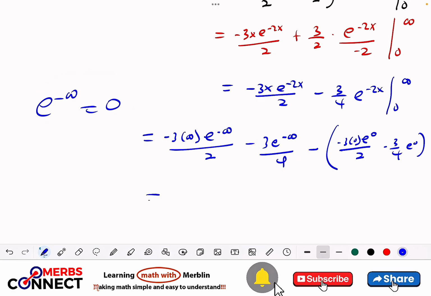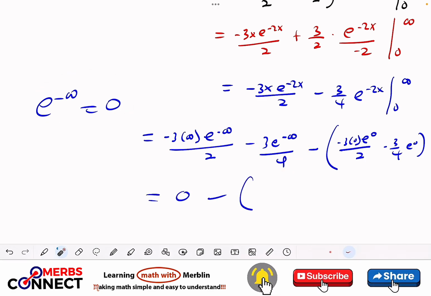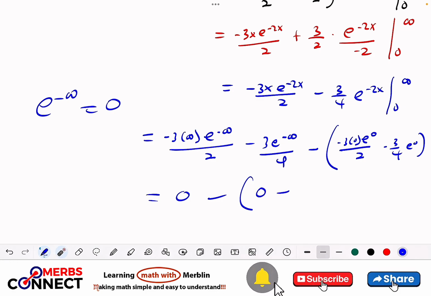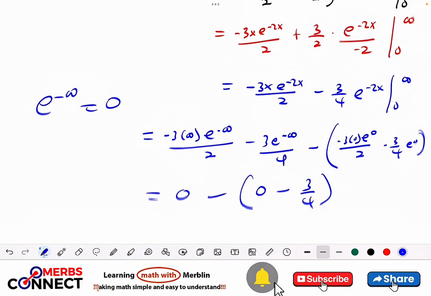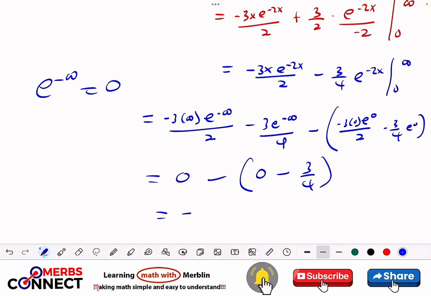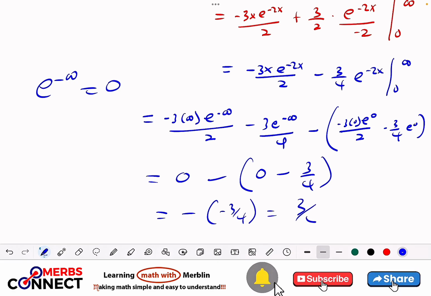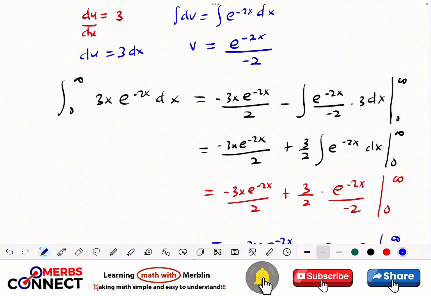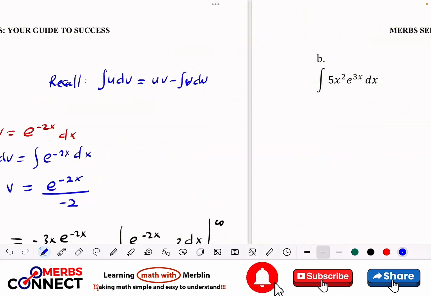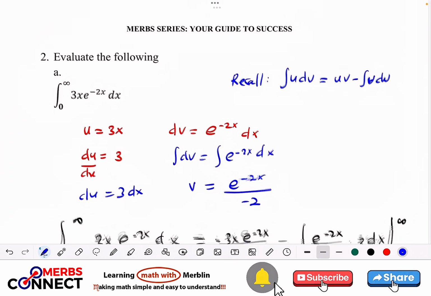So I'm going to have 0 minus. Now 0 times everything here will be 0, so this one too will be 0 minus. And then e to the power 0 is going to be 1, so I have this. So this is going to be minus, minus 3 over 4, and this is 3 divided by 4. So this is definite. So I need to have a definite result.